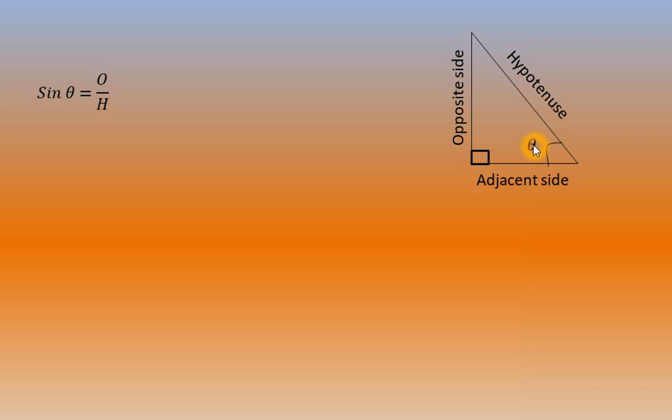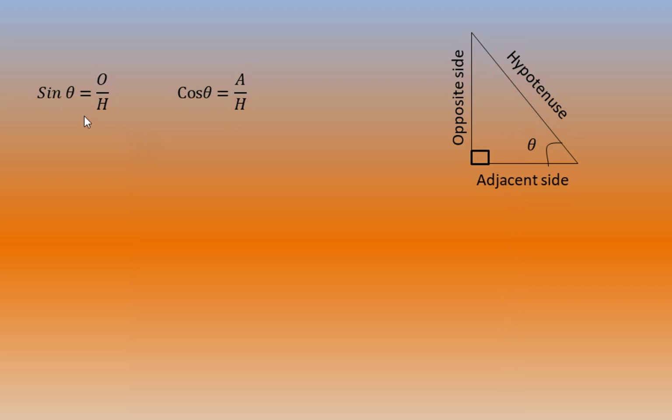Sine theta is equal to opposite side by hypotenuse. This relation, sine theta, is a trigonometric ratio. Sine theta is equal to opposite side divided by hypotenuse. The next trigonometric ratio is cos theta. Cos theta is defined as adjacent side divided by hypotenuse. Cos theta is equal to adjacent side divided by hypotenuse.